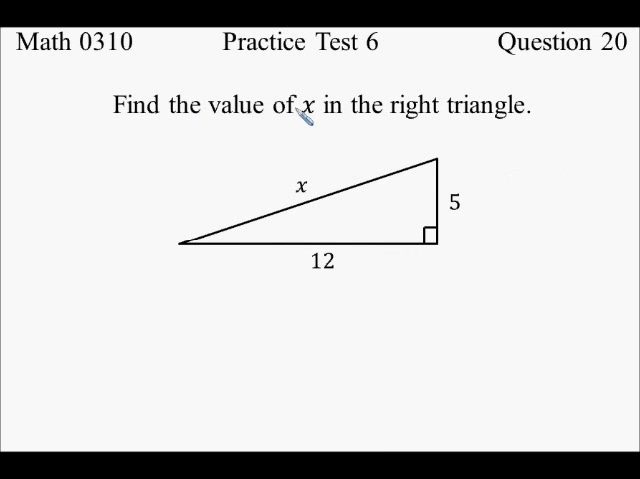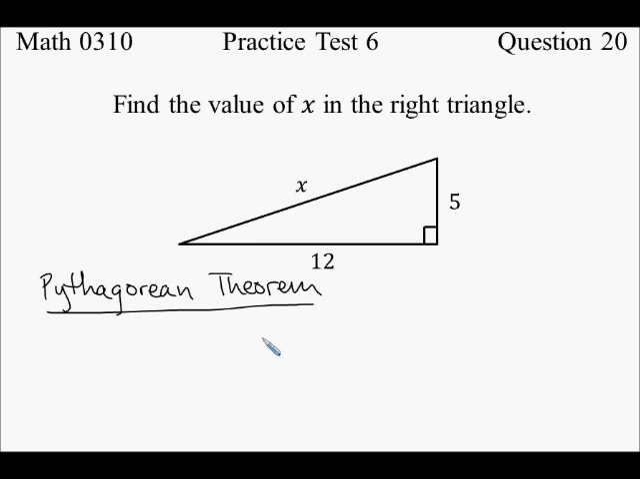Question 20 says, find the value of x in the right triangle. So here we have a situation where we're solving for the length of a missing side in a right triangle. And when that's the case, we want to use the Pythagorean theorem. The Pythagorean theorem gives us a formula where we can find the missing side that we don't know in a right triangle. And the Pythagorean theorem tells us that a squared plus b squared equals c squared.